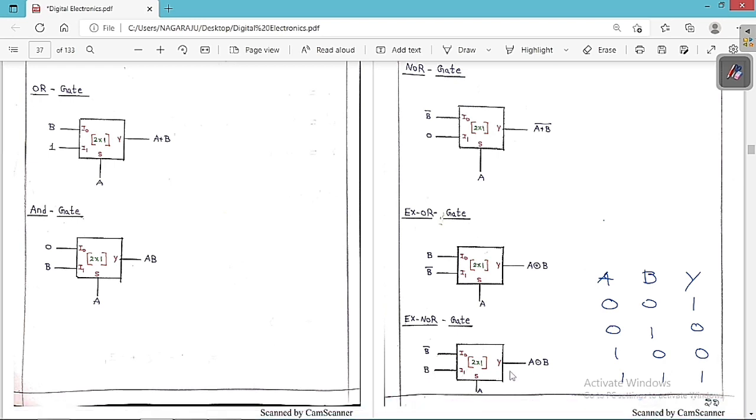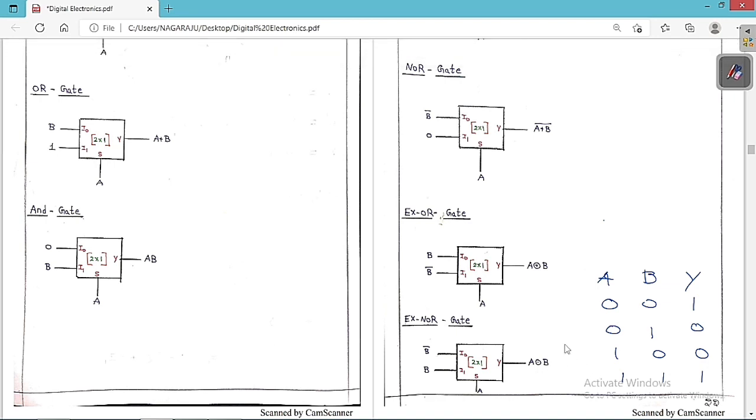Similar to this one, Y is equal to A bar into B bar plus A into B. If you solve this, we get A XNOR B, because A XNOR B is equal to AB plus A bar B bar. So this is the expression that we get. In this way, we can build all the circuits, which are NOT gate, OR gate, AND gate, NAND gate, NOR gate, XOR gate, and XNOR gate. All these things we can build with the help of MUX. So that is the reason MUX is called a universal gate.